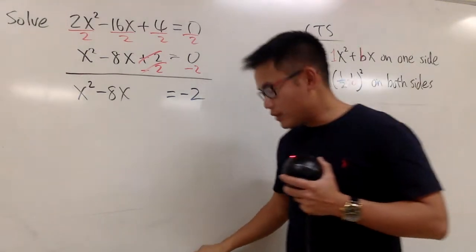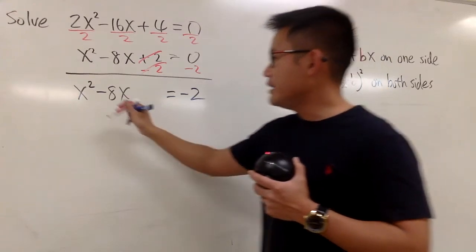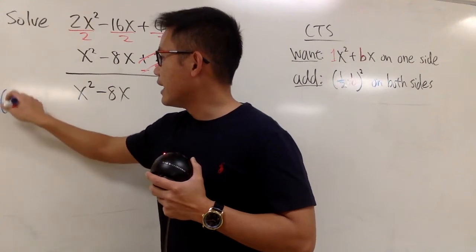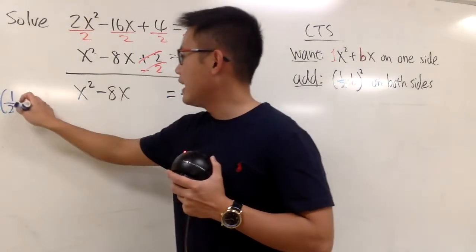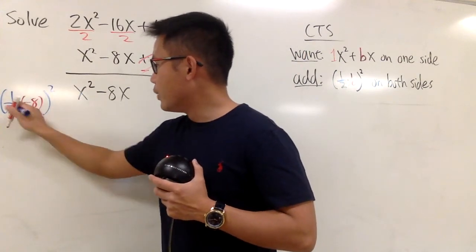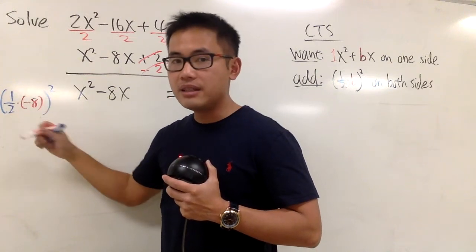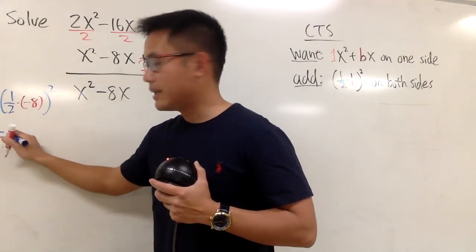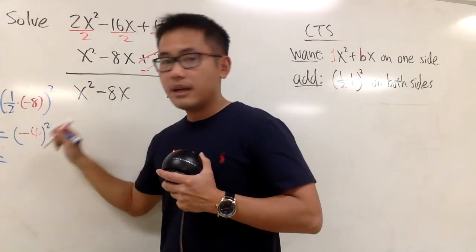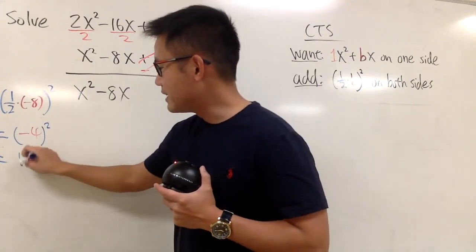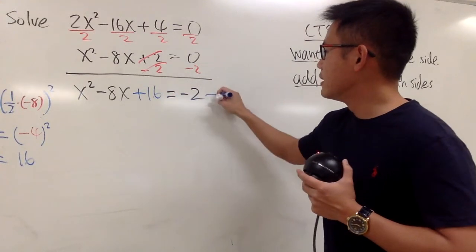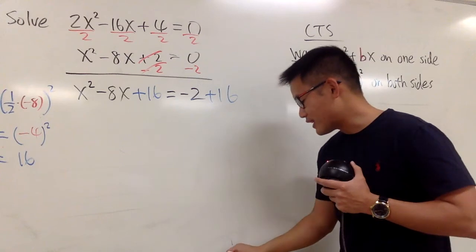And let's just come here somewhere to work this out on the side. So in this case, the b is negative 8. So let's just work this out. I will take 1/2 times negative 8, and then we have to square that. Now, work this inside out. Half of negative 8 is negative 4, right? So let me just write this down. This is my equal sign. Inside, we have negative 4, and then we square that. Negative 4 times negative 4, we get positive 16. This is a number that we have to add on both sides. So we add this right here, and we add this right here. You add 16 on both sides.